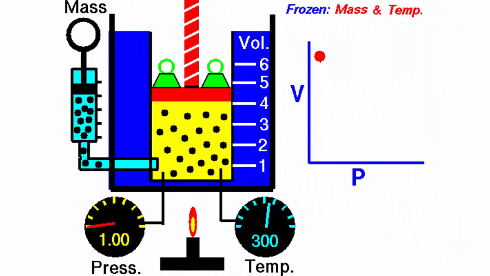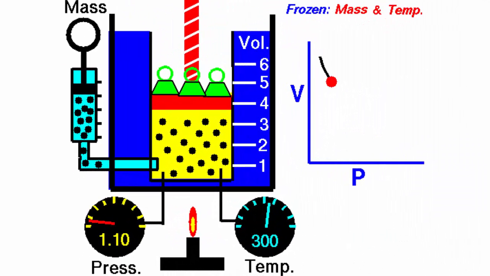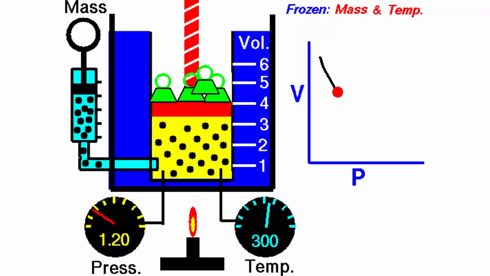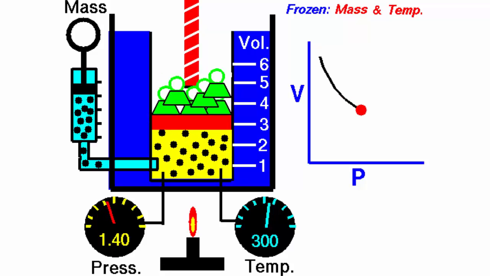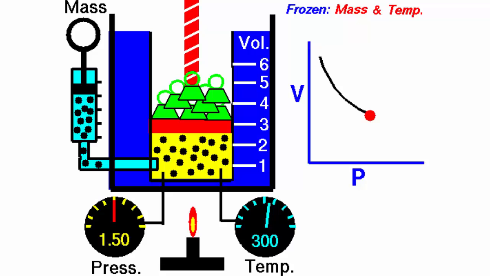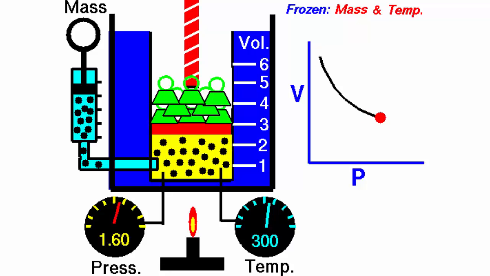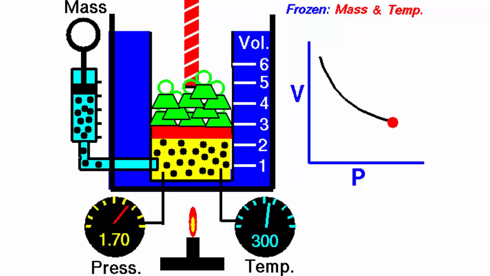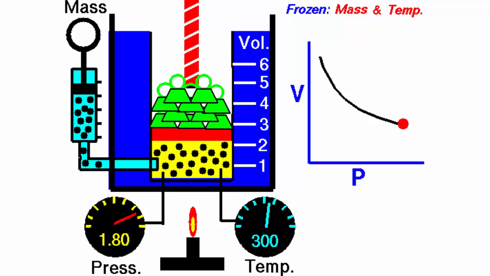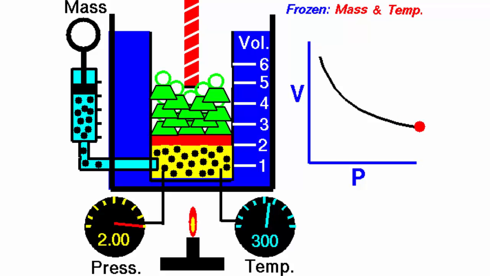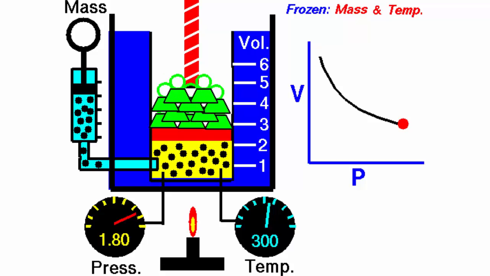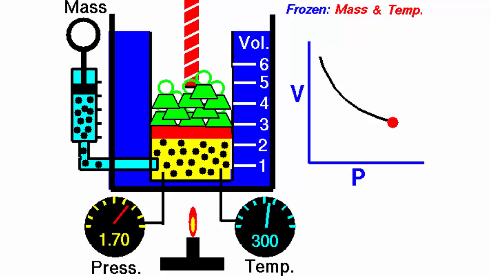Boyle's law is an expression of the inverse relationship existing between the volume occupied by a gas and the external pressure exerted upon that gas. In this animation, increases in pressure are represented by additional green weights on the top of the piston. Please note that as the number of weights increases, the volume of the gas decreases.